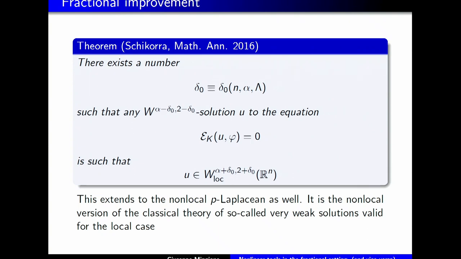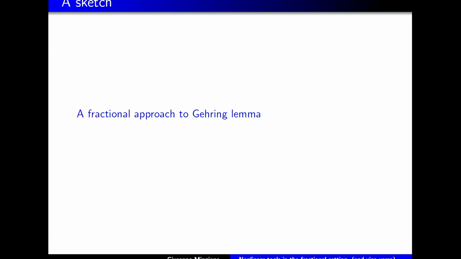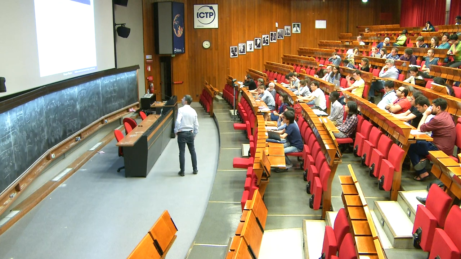Okay, let me now present our approach. It's a fractional approach to Gehring's lemma. The fractional approach has one advantage. For instance, if you want to consider minimizers of functionals for which you do not have Euler-Lagrange equations, then you can use this approach. You cannot use the approach via testing because you do not have the equation. So, for instance, I think that this could follow in the realm of this paper of Cozzi and others.